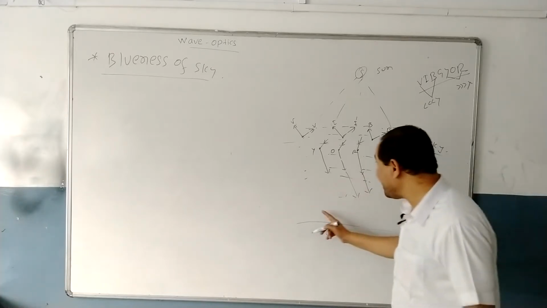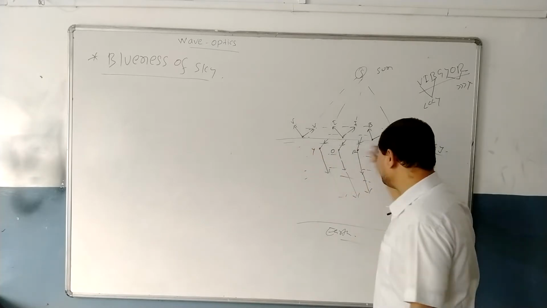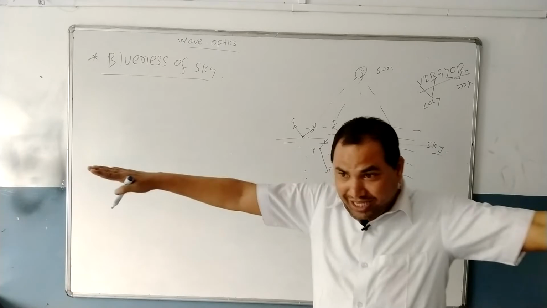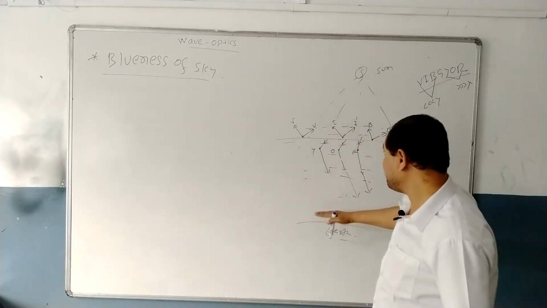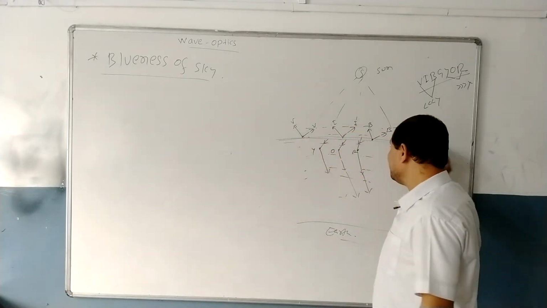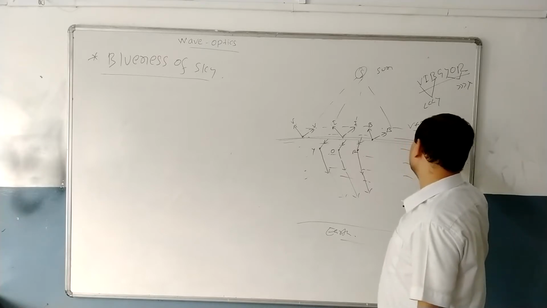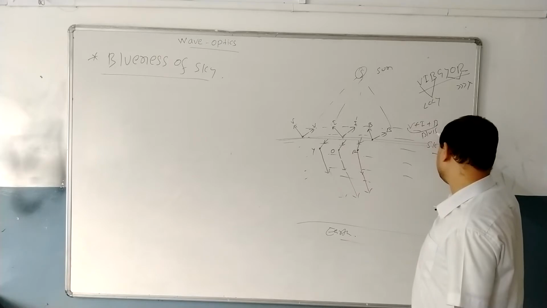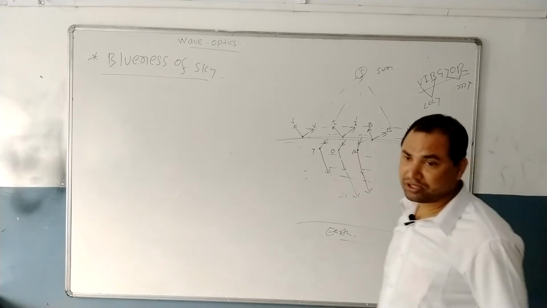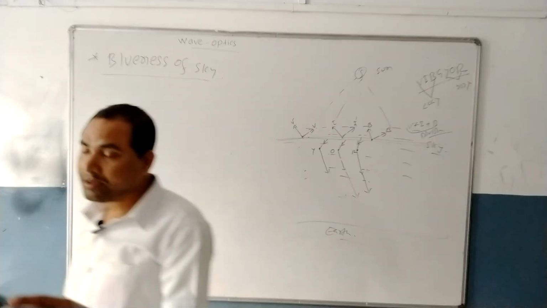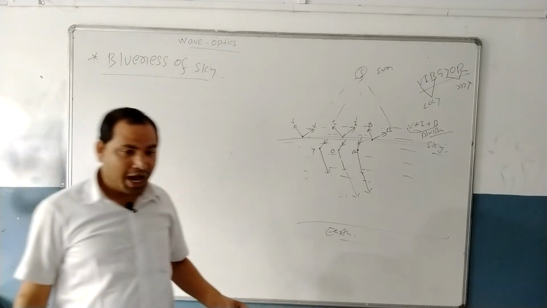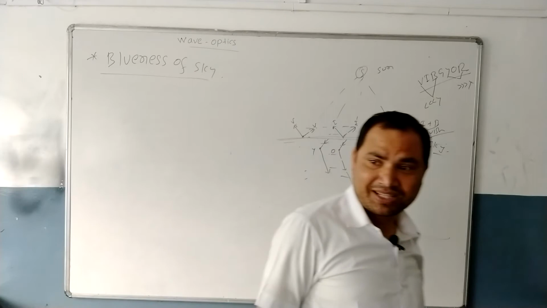So when we are watching the sky, since violet, indigo and blue have been scattered, they are dispersed in the atmosphere. When we see it from the earth, we see a mixture of violet, indigo and blue. Blue is dark, so after mixing, it becomes bluish. So this is the reason our sky looks bluish. Why does our sky look bluish?